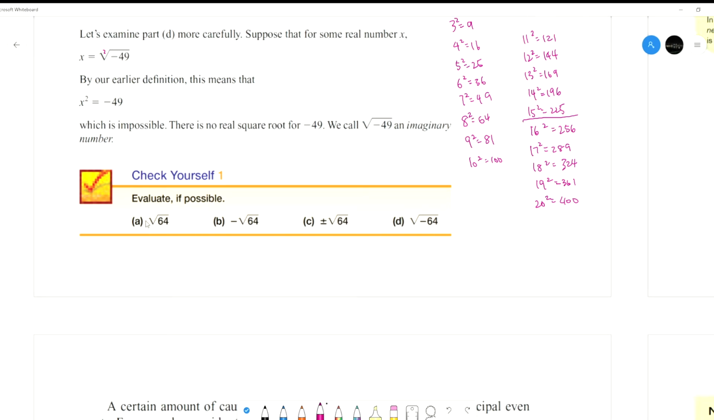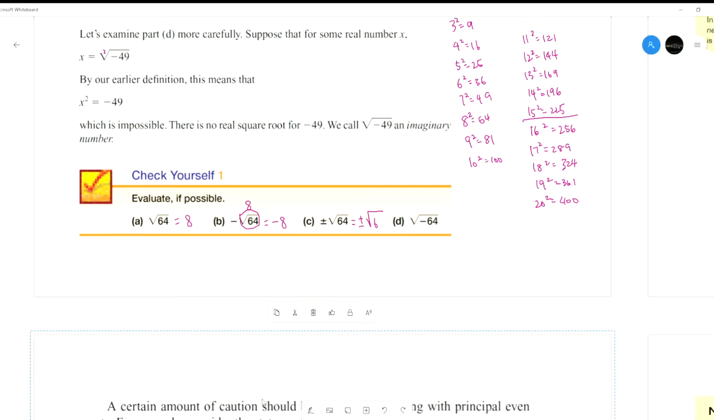So we know that root 64, okay, good. Root 64 we know is 8, right? Because 8 squared gives us 64. We know this is negative 8, right? Because root 64 is equal to 8, and this is minus 8, so negative 8. Same reason, this is plus or minus root 64.